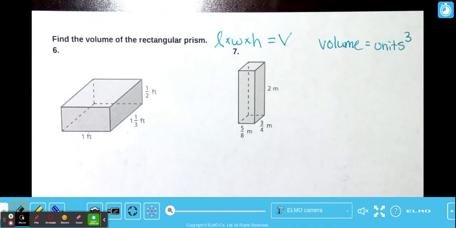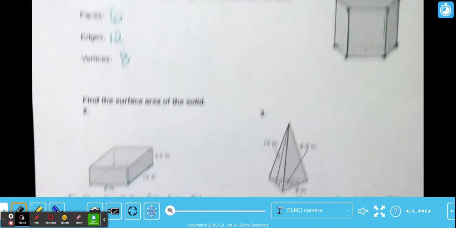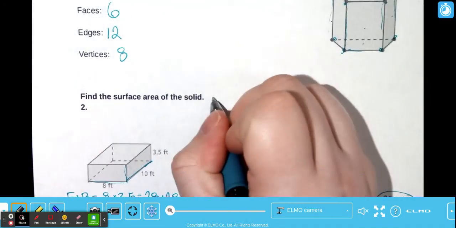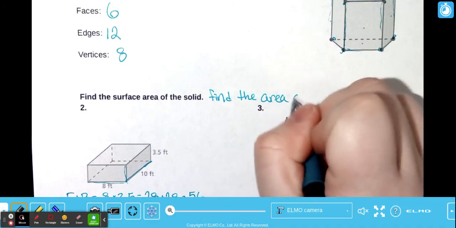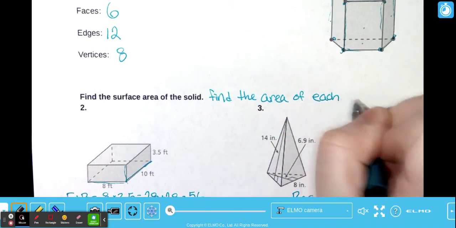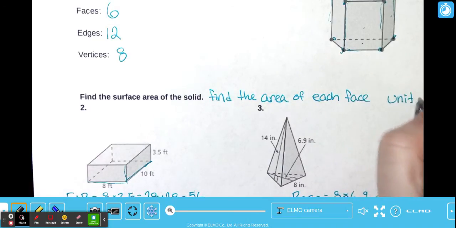What is the other one called? Surface something? The other one's called surface area. I'm going to flip back to that and make a note. In surface area, we need to find the area of each side or each face, and it's going to be units squared.